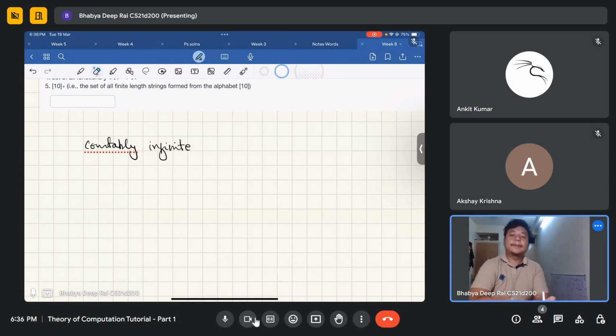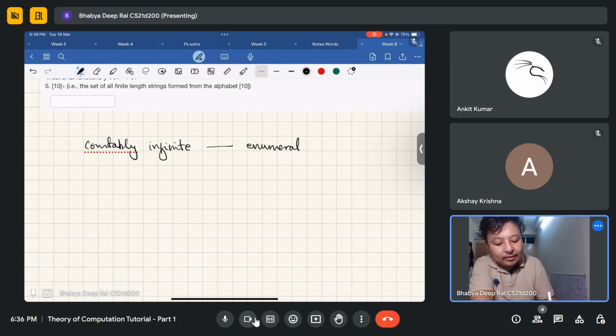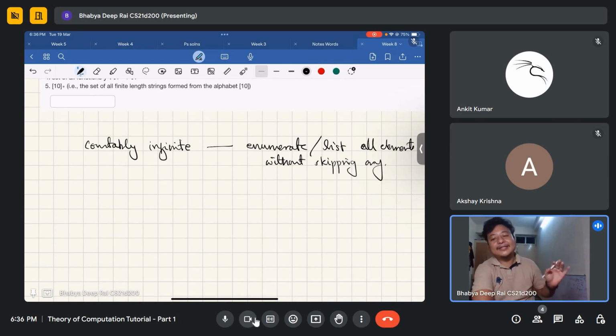Countably infinite, meaning what? I can enumerate or sort of list them down, list all elements without skipping any. I can always list a countably infinite set.